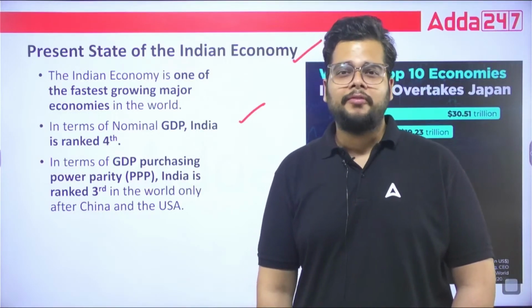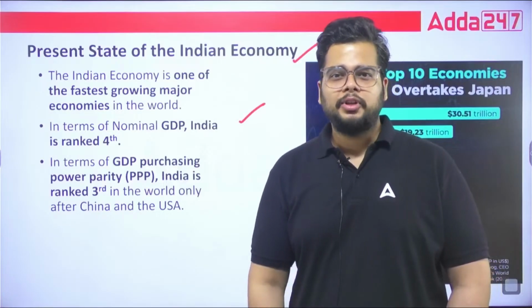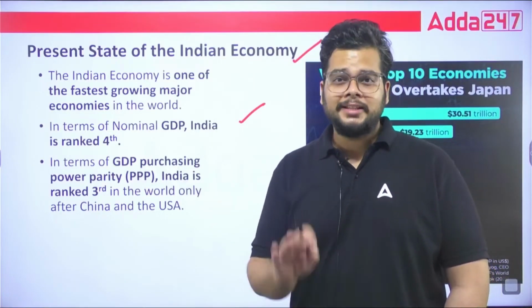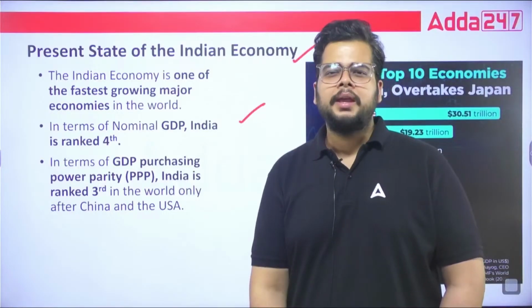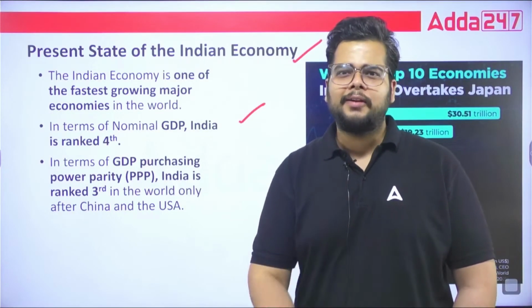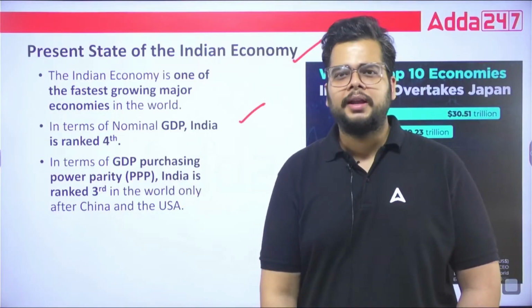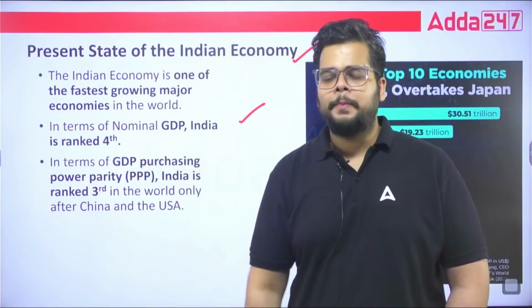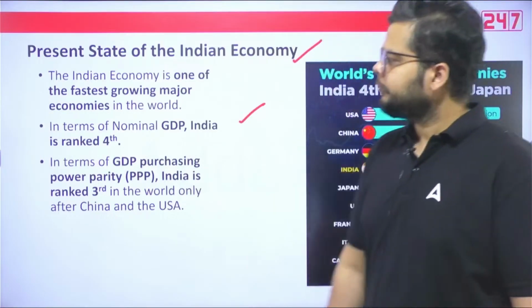The aim of the Indian government is what? That we should breach the threshold, the benchmark of a $5 trillion economy. But right now the numbers are not that high. Right now we are sitting at what? 4.19 trillion US dollars. We will become 5 trillion, but it will take time.